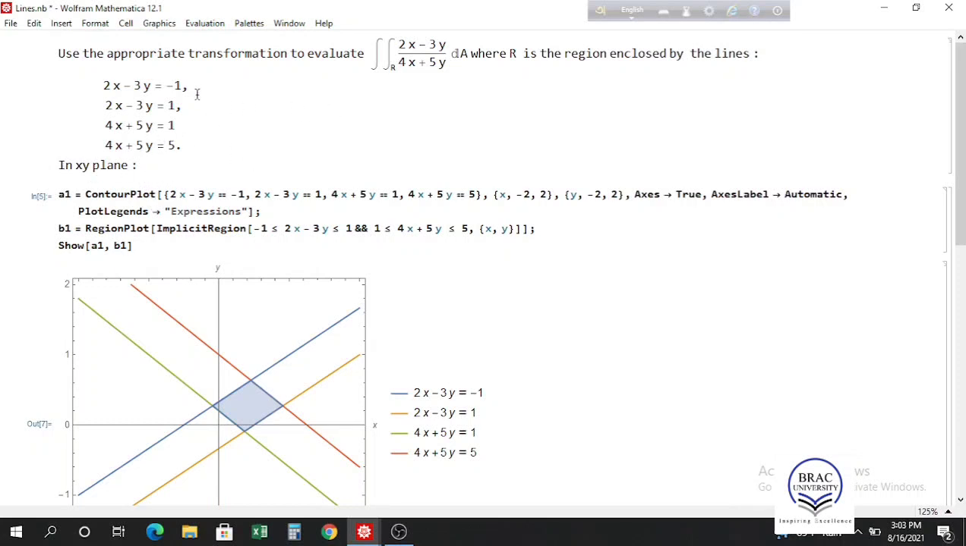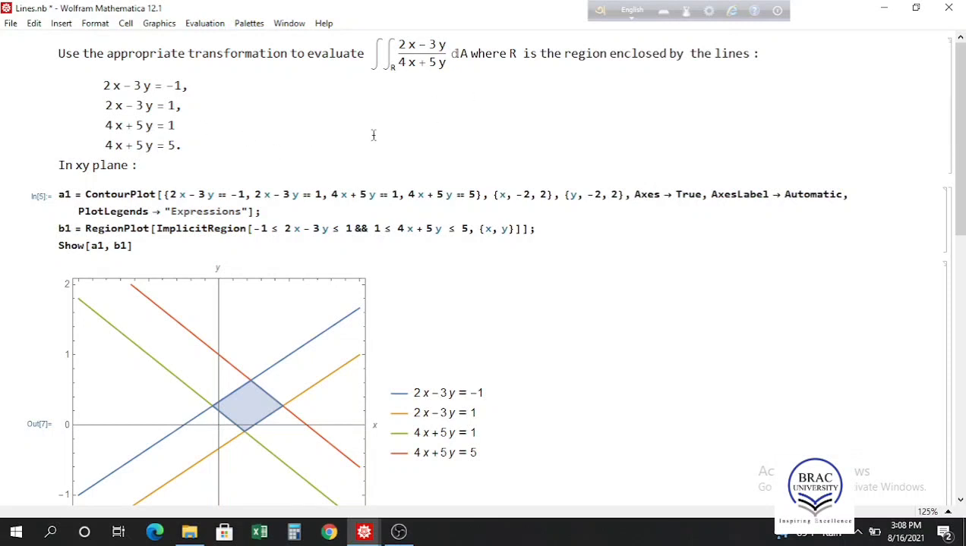Now we will plot the transformed region R in the UV plane. So we'll have to use the transformation. What should be the appropriate transformation here? You can see in the graph that 2x minus 3y varies from minus 1 to 1. So if we say 2x minus 3y equals u, in the transformed region we'll have two straight lines, u equals minus 1 and u equals 1. And if we say 4x plus 5y equals v, we'll have another two straight lines, v equals 1 and v equals 5. Then it will be easier for us to set the limits of uv. So limits of u will be from minus 1 to 1, and limits of v will be from 1 to 5.